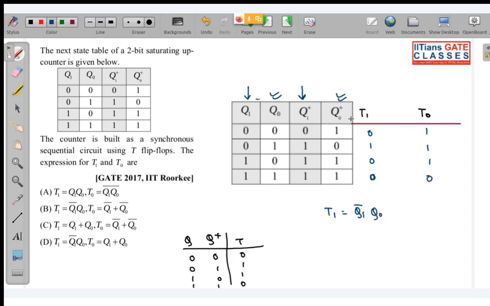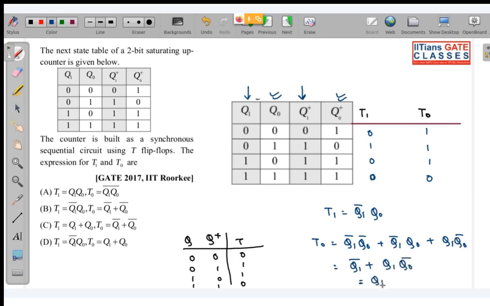What about T naught? If you see corresponding to this, T naught is equal to Q1 Q naught complement plus this one is Q1 complement Q naught, plus over here we have Q1 Q naught complement. So from here, if I take Q1 complement common, this is Q1 Q naught.